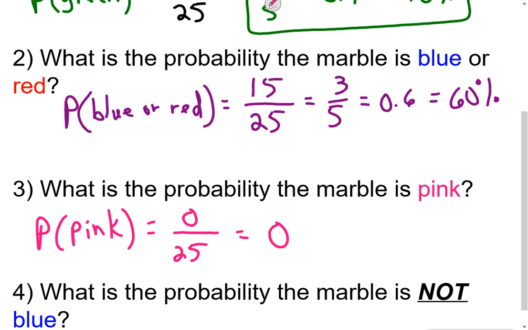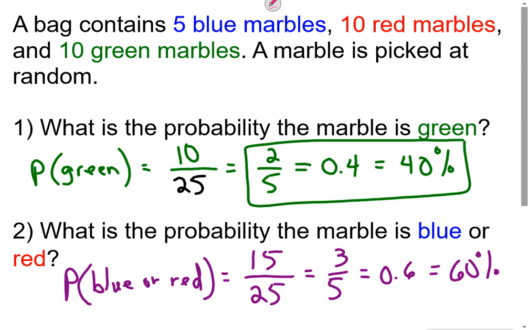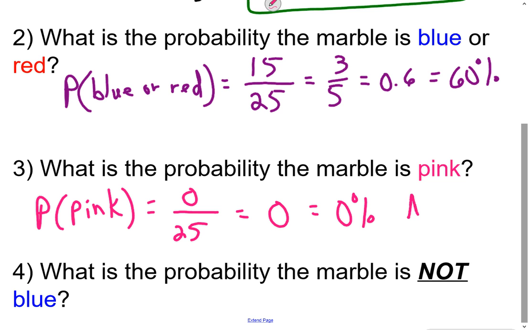You turn it into a percent, it's 0%. Now, what that really means is it is impossible to pull a pink marble out of there, which I think everybody would look up here and say is kind of a no-brainer. There's no pink ones in there. Probability of finding a pink, yes, is 0. So there is no chance. So anytime you end up with a probability that's 0, guaranteed it cannot happen.